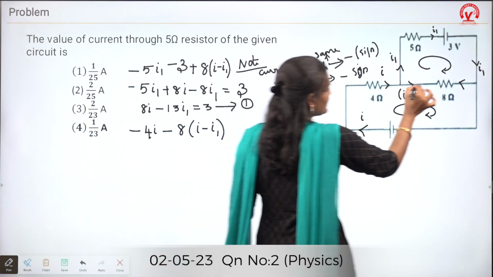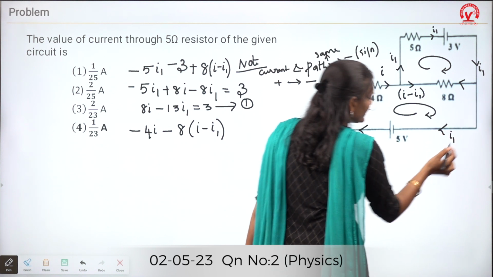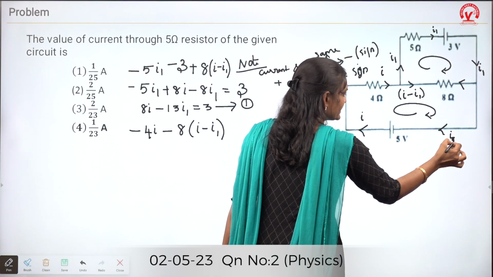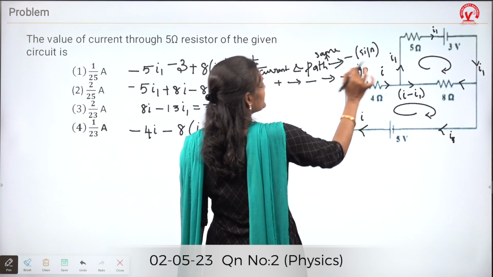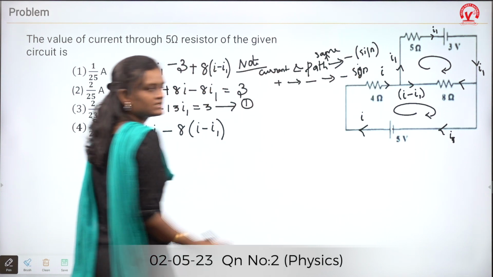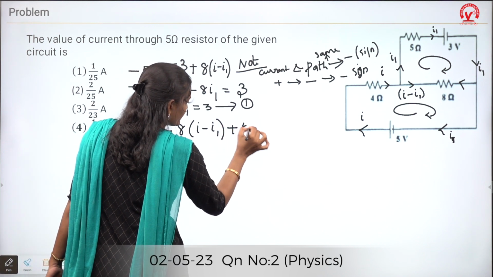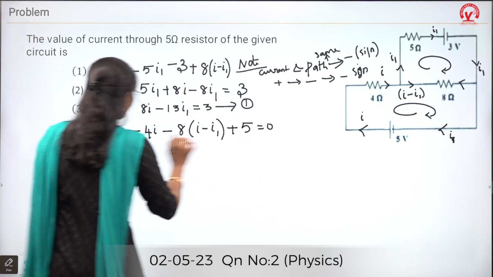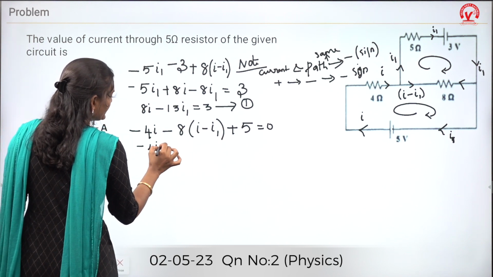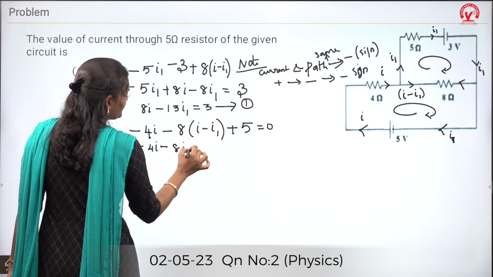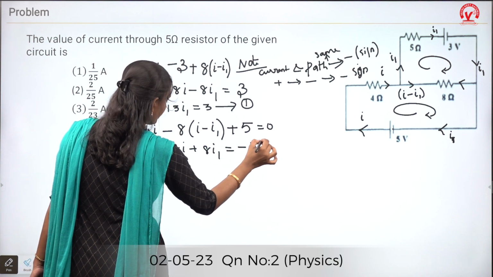And here the current is flowing in this direction, it is coming here. This is I1 amount of current, I amount of current is flowing. Now here it is negative to positive, so negative to positive means the sign is positive. So positive 5 is equal to 0. Now this can be written as minus 4I minus 8I plus 8I1 is equal to minus 5.